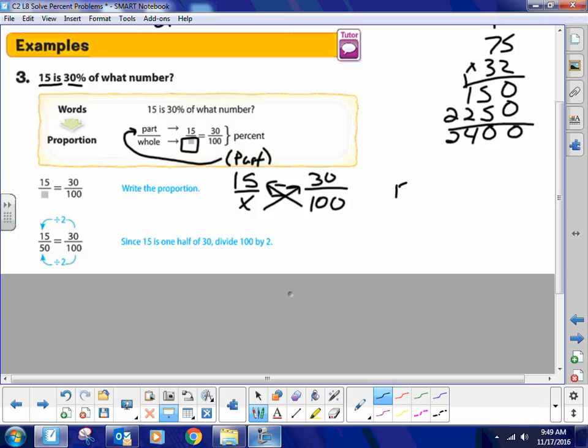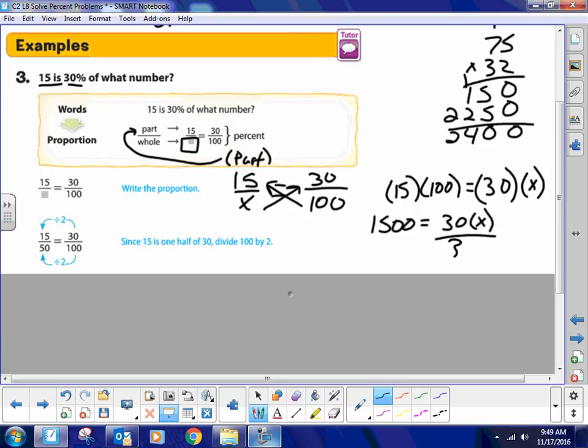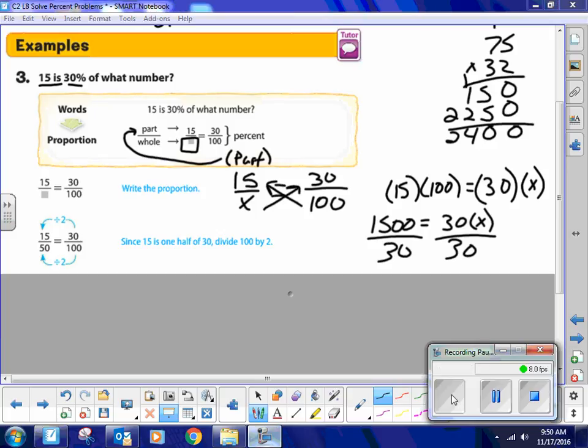So you cross multiply, you got 15 times 100 is equal to 30 times, our new letter, X. So this is kind of algebraic looking, I know, and this is good that you're learning some algebra right now. Okay, 15 times 100 is 1,500, easy to work with. You got 30 times, and I'm just going to put the X like that. To get the 30 over to the one side, you have to divide by 30.